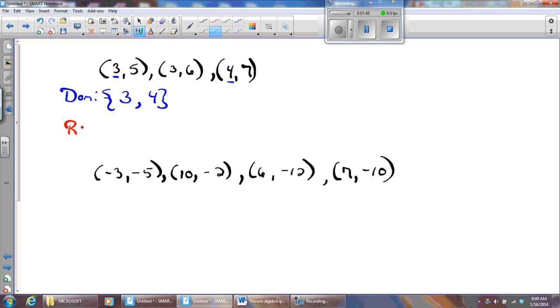My range, on the other hand, would be the set of all the y values. Looks like I have a 5, 6, and a 7. So I'm going to write 5, 6, and 7.